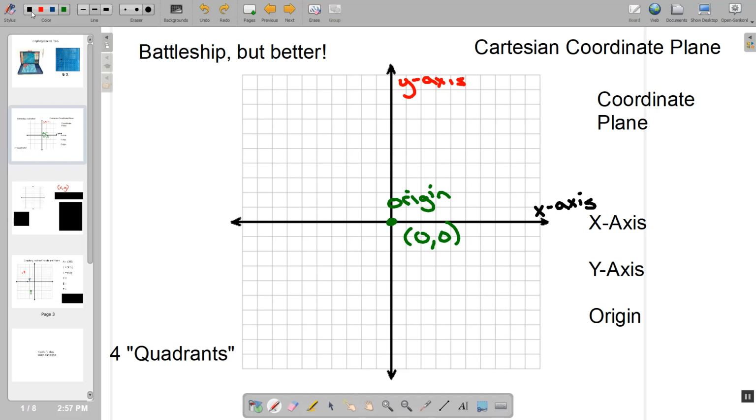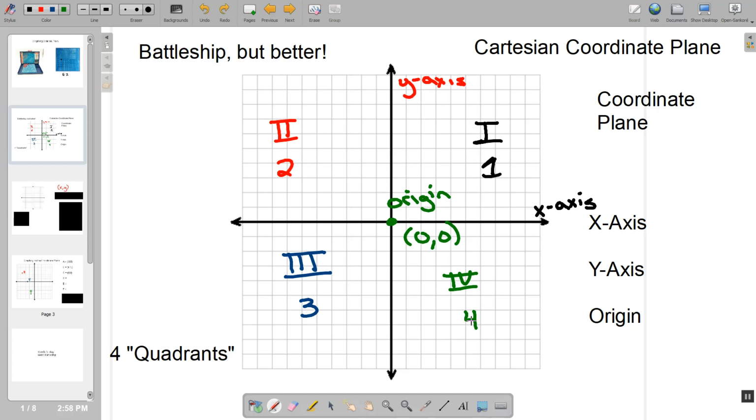In the top right, we have quadrant 1, and they are written in Roman numerals. And you're going to ask me, why are they written in Roman numerals? And I don't know. They have always been written in Roman numerals. Not exactly sure why. Quadrant 1. Quadrant 2 is up here. Quadrant 3 is down and to the left. And finally, quadrant 4 is down and to the right.